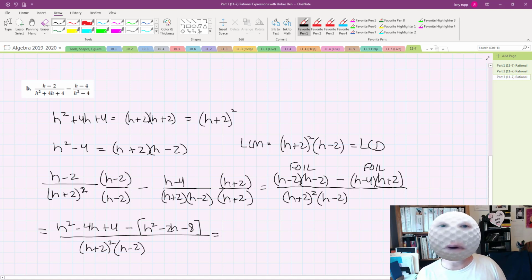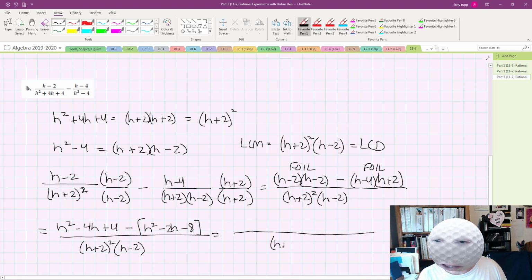Now we combine like terms, all over (h plus 2) squared times (h minus 2). So h squared minus h squared is 0. You have a negative 4h minus a negative 2h, so that gives you negative 2h. And then you have a plus 4 minus a minus 8, so that gives you plus 12. So negative 2h plus 12.